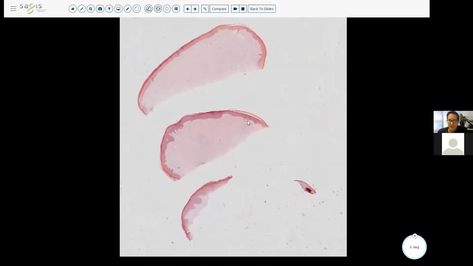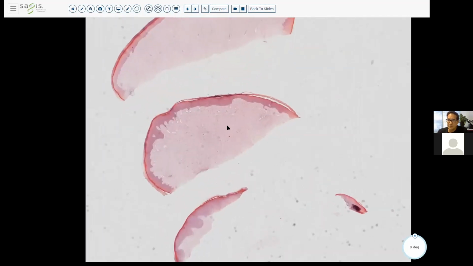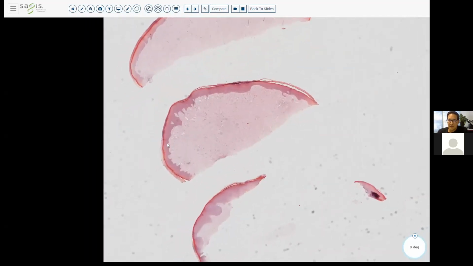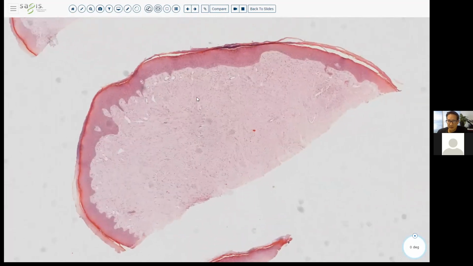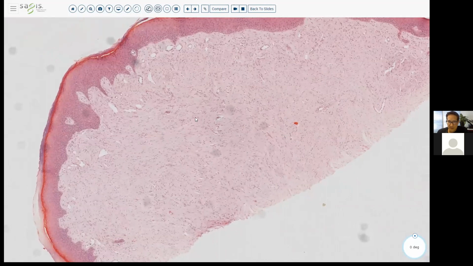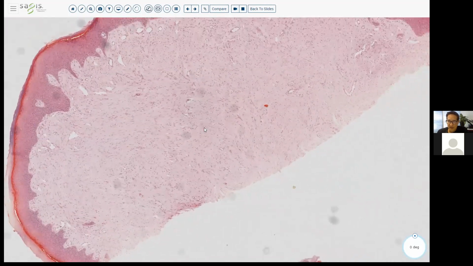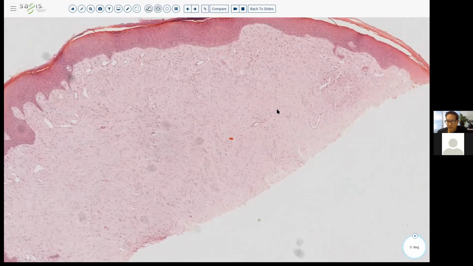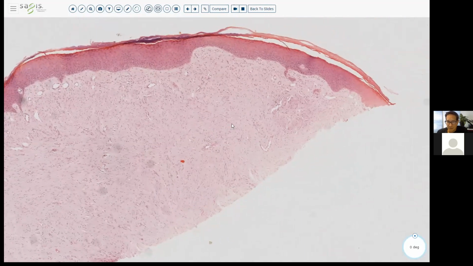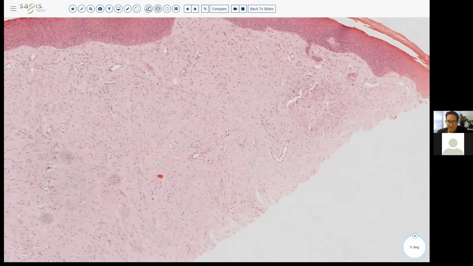All right, next one. We have this kind of dome-shaped appearance to this biopsy. The epidermis is maybe a little bit hyperplastic, but then within the dermis, you have a proliferation of these small spindle cells. Again, this has a fibrohistiocytic appearance to them.